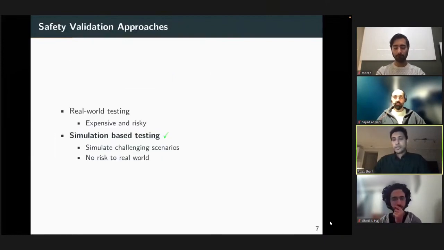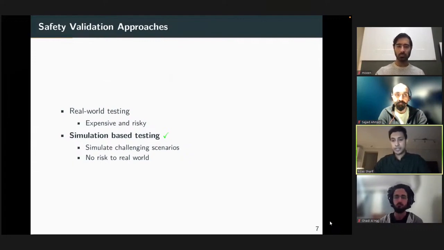So how do we go about the testing? There are two main options for safety validation. One is real world testing, which is very expensive and risky. And then there's a second option, which is simulation-based testing, where you can simulate challenging scenarios, propose different solutions, and there is no risk to the real world. And fortunately, not only in industry but in academia, we now have a solution. We can now trust simulation-based testing, especially in testing autonomous cars.